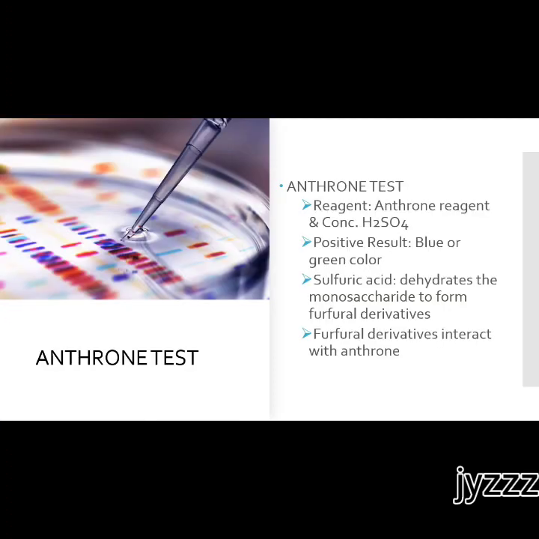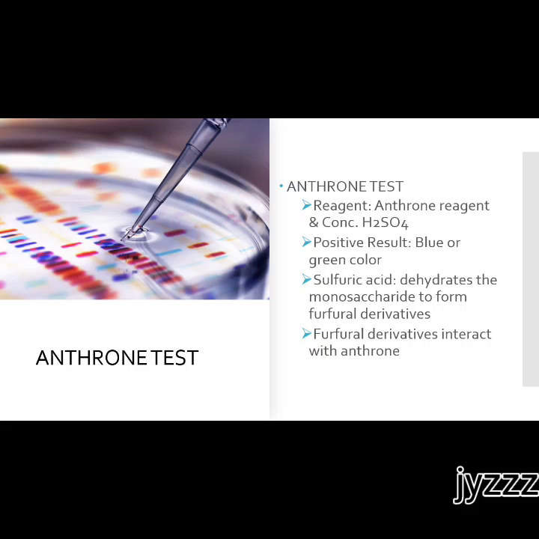Now you have your anthrone test. This one is a general test for your carbohydrates. It actually uses a condensation method, where the products of your hydrolysis are combined with other compounds. It uses the anthrone reagent and concentrated sulfuric acid. The sulfuric acid will hydrolyze your carbohydrate, if you have a disaccharide or oligosaccharide in the solution, into its component monosaccharides.